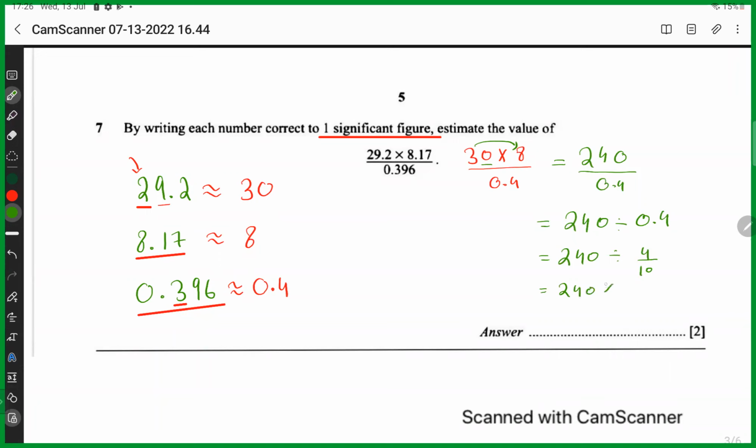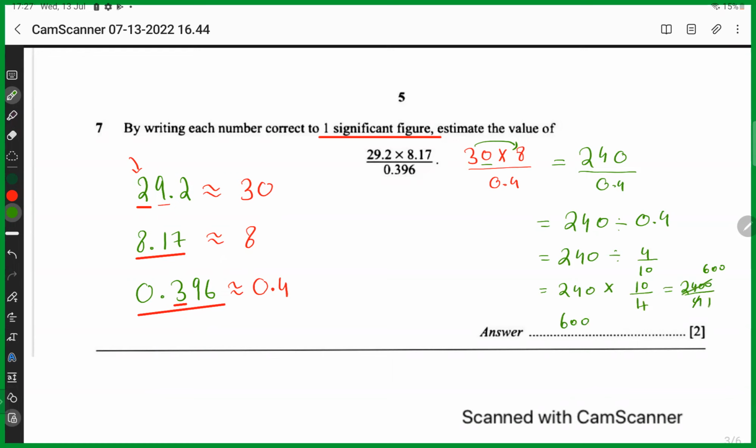Ma'am, it's 60. Sorry, what is 60? Like 240 divided by 0.4? Yes, ma'am. It's 600. Okay. It would be 10 by 4. So this would become 2400 divided by 4, and that is going to be 600.